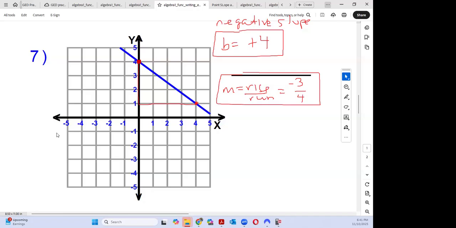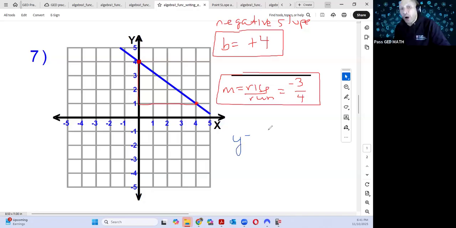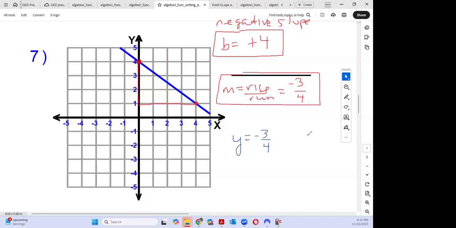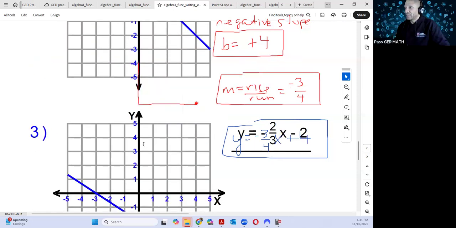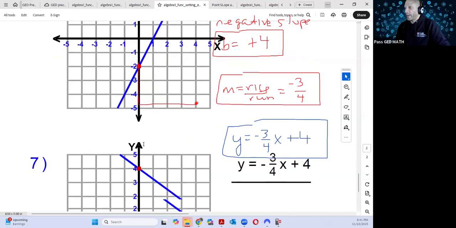What's my equation of the line? y equals -3/4 x plus 4. There you go. So let's check it. Number 7. You have to know how to do this. You have to understand those concepts. Number 7. There we go. y equals -3/4 x plus 4.